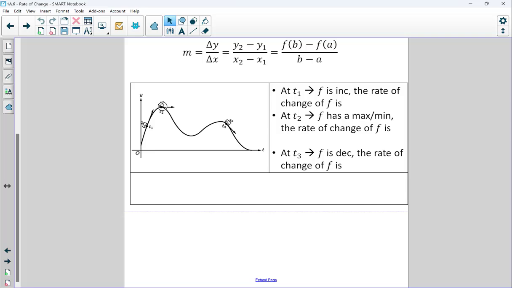So if I look at this chart, notice the graph going up. At T1, the function is increasing, so the rate of change is positive. At T3, the graph is decreasing, so where the function is decreasing, the rate of change is negative. Right here, T2 represents a maximum, but it would also be true at this point right here, at a minimum. Whether you're at a maximum or a minimum, imagine a slope at either of those points, the slope will be zero.